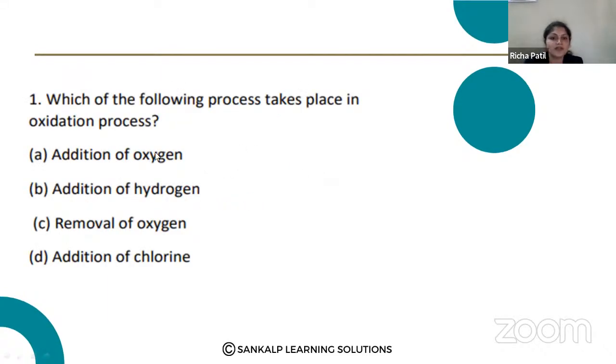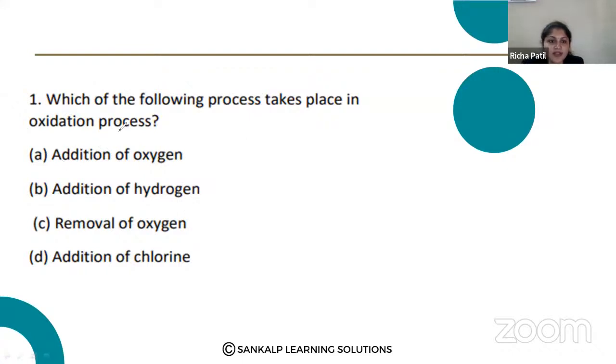Based on this, we'll solve some questions. Which of the following processes takes place in the oxidation process? Addition of oxygen, addition of hydrogen, removal of oxygen, addition of chlorine. Which is the correct answer based upon the definition? Yes, A. A is the correct answer. Good.